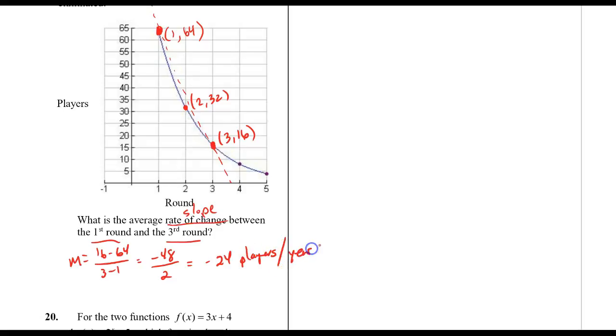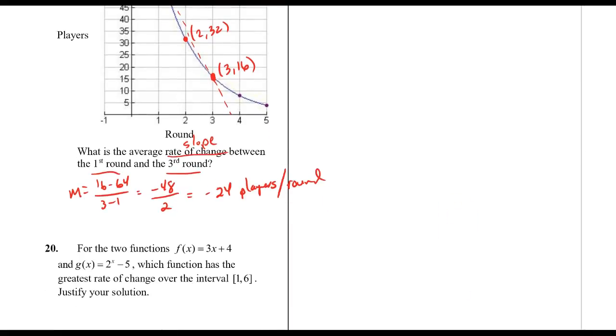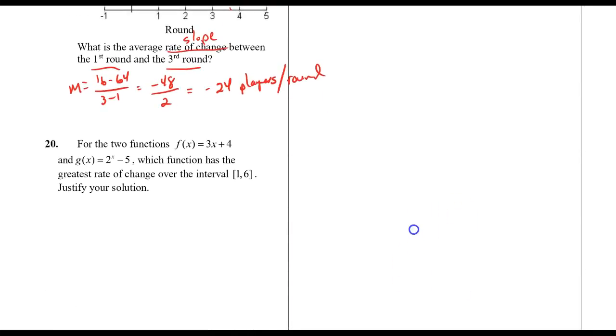per year. So, not per year, per round. So it means each round, approximately on average, we're losing 24 players per round. We know that's not exactly true because we're cutting it in half, but that's what average rate of change tells us.